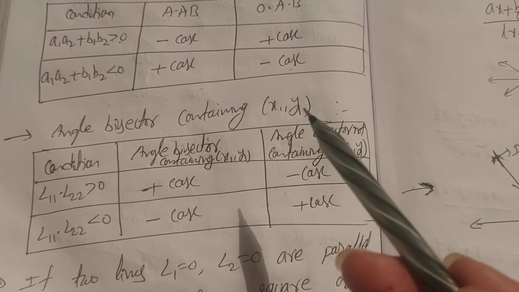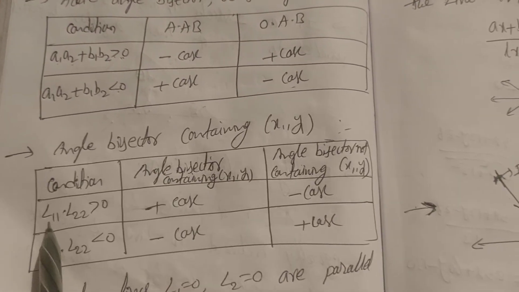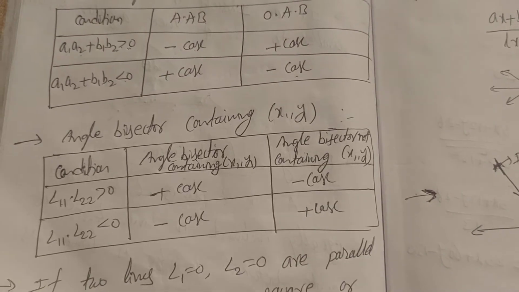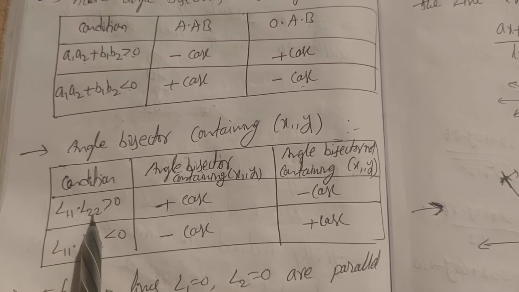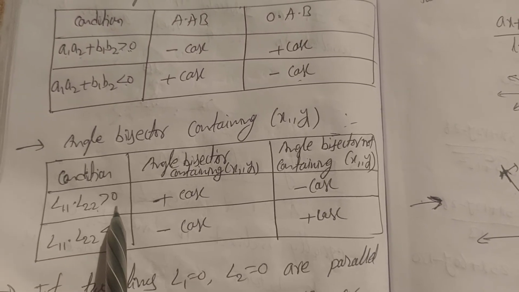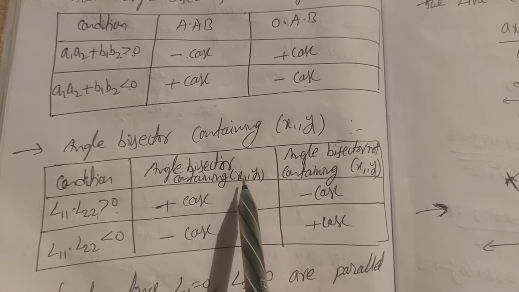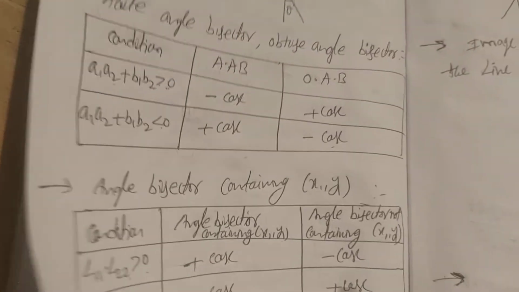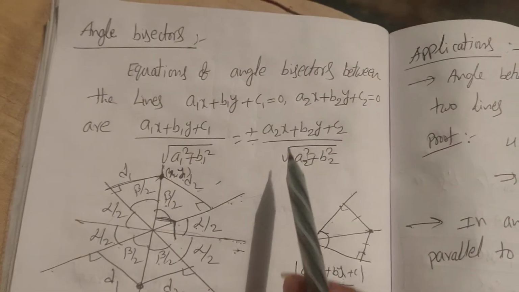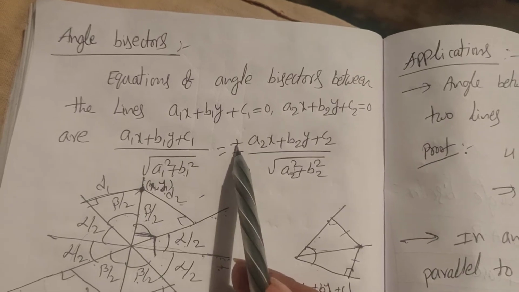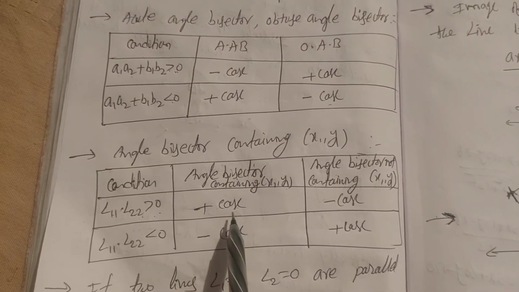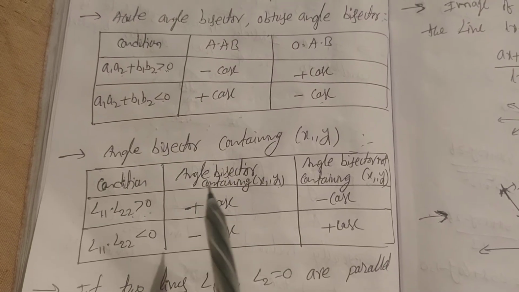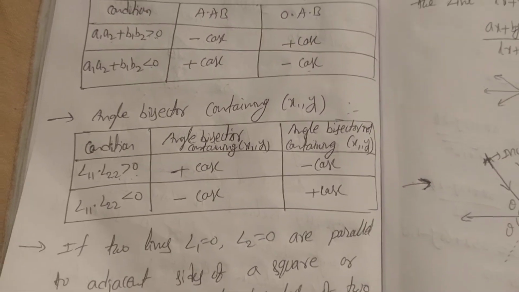For suppose x1 comma y1, if you substitute in the first equation, that is denoted with L11. If x1 comma y1 is substituted in the second equation, that is denoted with L22. Take the product of these L11 and L22. If L11 into L22 is greater than 0, so the angle bisector containing x1 comma y1 is the positive case. That means for x1 comma y1 containing the positive case, we have to use the plus sign. So if L11 into L22 is greater than 0, then the positive case equation we have to consider for the angular bisector containing x1 comma y1.